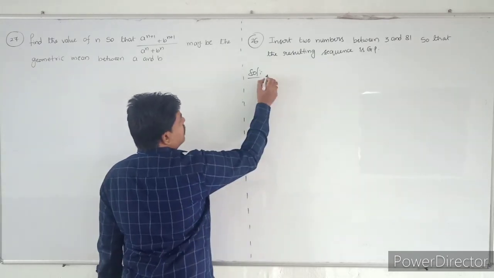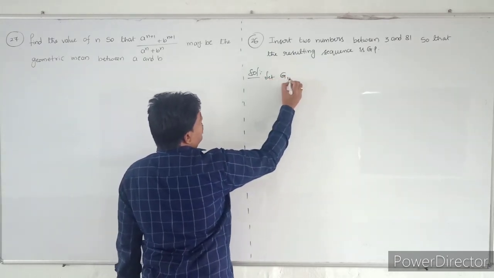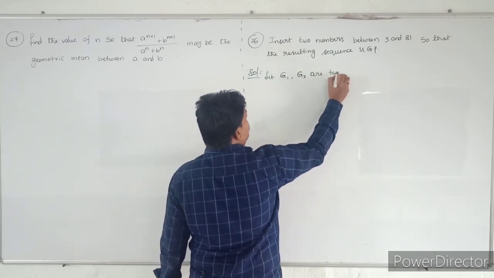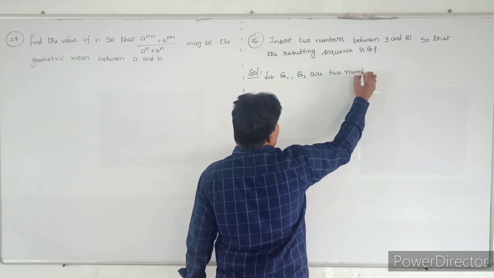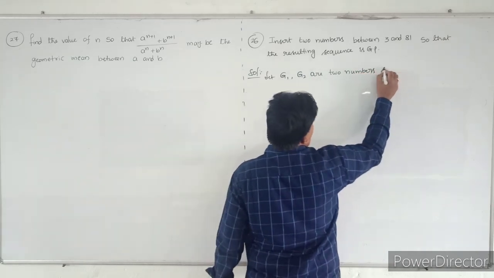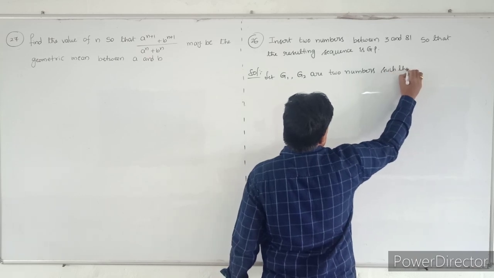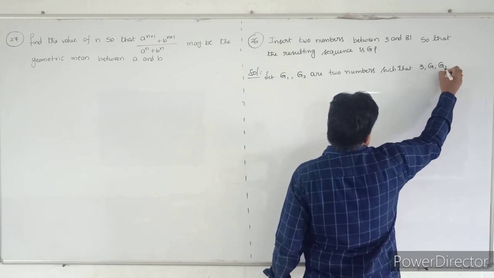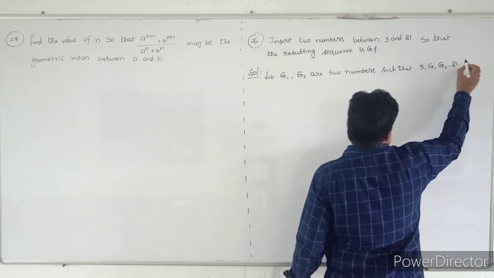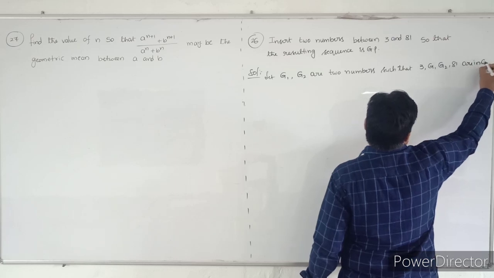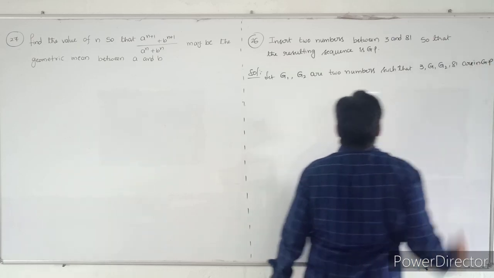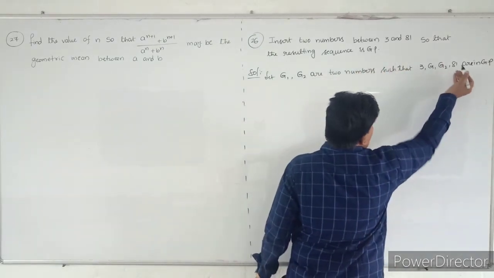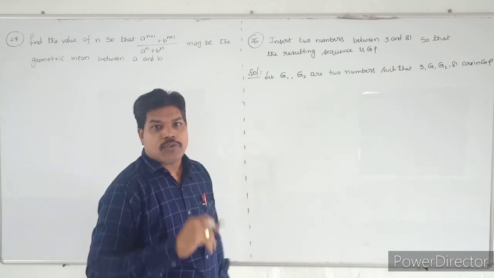So what I will take is, let G1, G2 be two numbers such that 3, G1, G2, 81 are in GP. So I am taking the two numbers like that. What are the numbers? 3, G1, G2 and 81 are in GP.